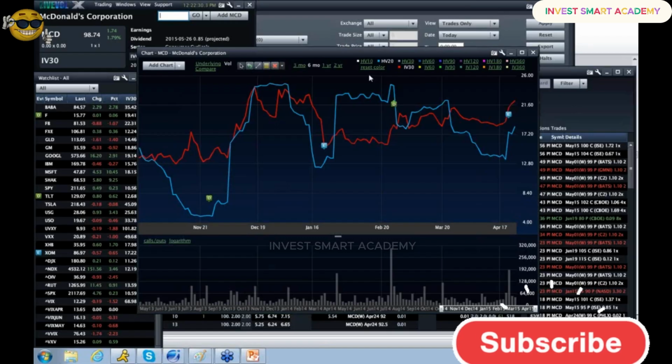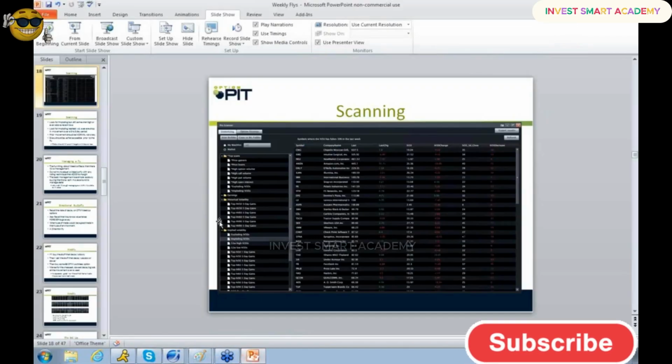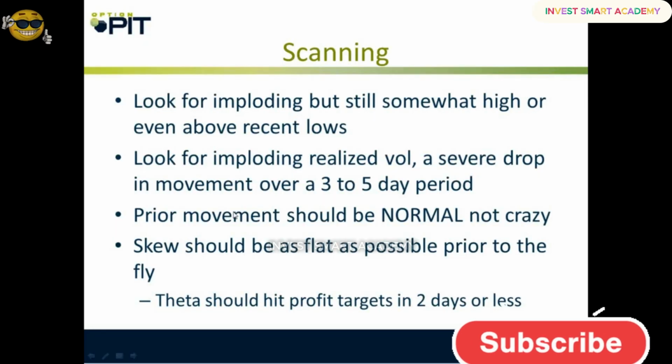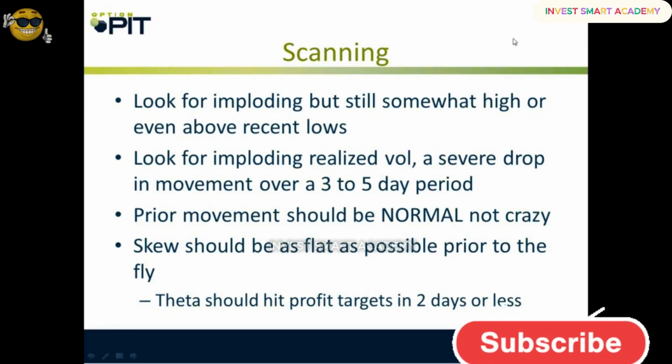All right, so do we all kind of get what kind of stock I'm looking for to do this little butterfly trade? All right, so look for imploding, but still somewhat high, not super high.